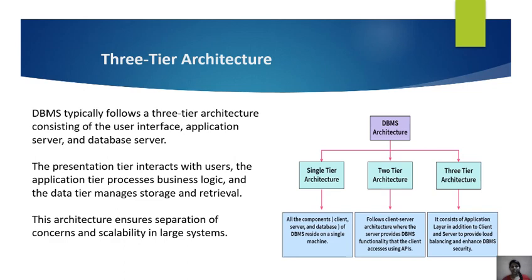Now let us see about three-tier architecture. DBMS typically follows a three-tier architecture consisting of the user interface, application server and database server. The presentation tier interacts with users, the application tier processes business logic and the data tier manages storage and retrieval. This architecture ensures separation of concerns and scalability in larger systems.